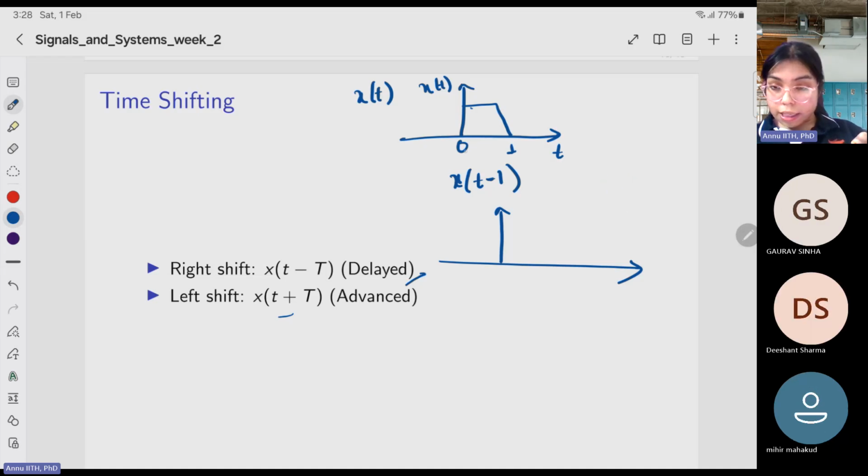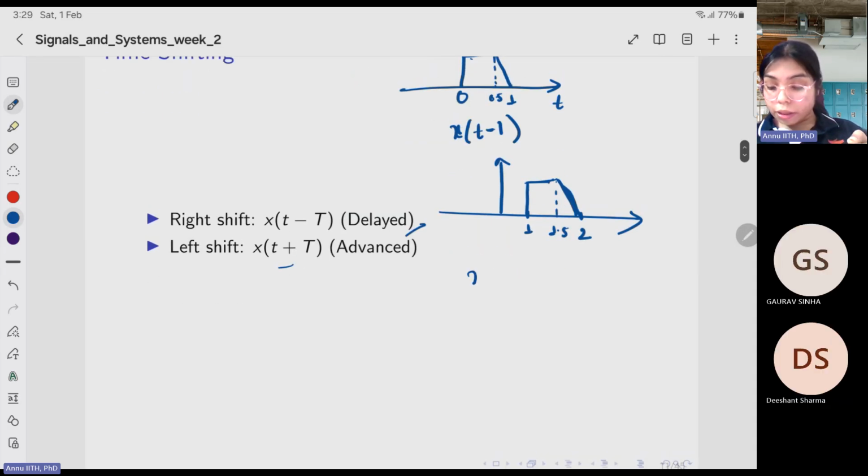So 0 will look like 1 here, and 1 will go to 2. So this is 0.5, and this is 1.5. That's why this is t minus 1, and that is a right shift. This t minus 1 is shifting to the right. It is a delay, whereas a left shift is an advance.